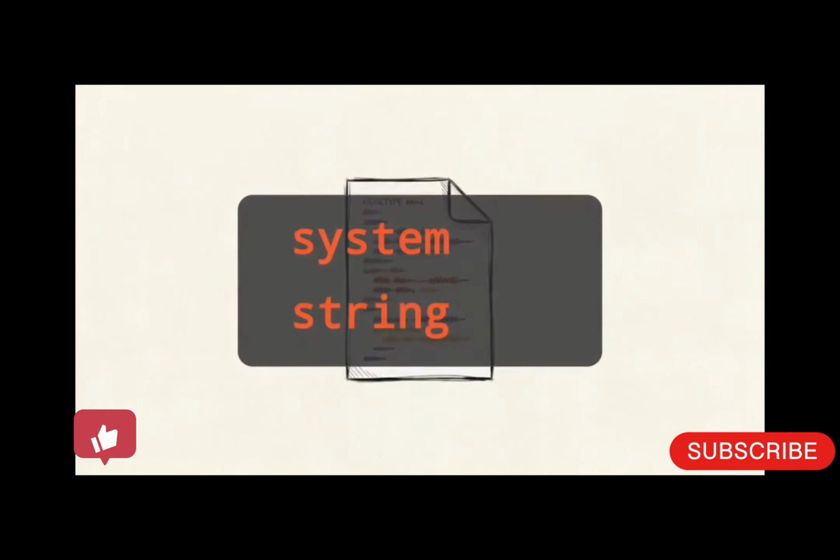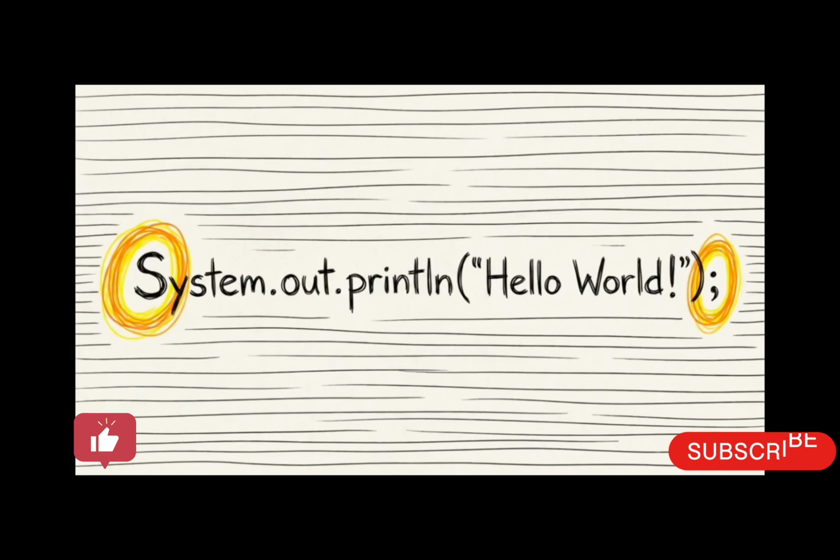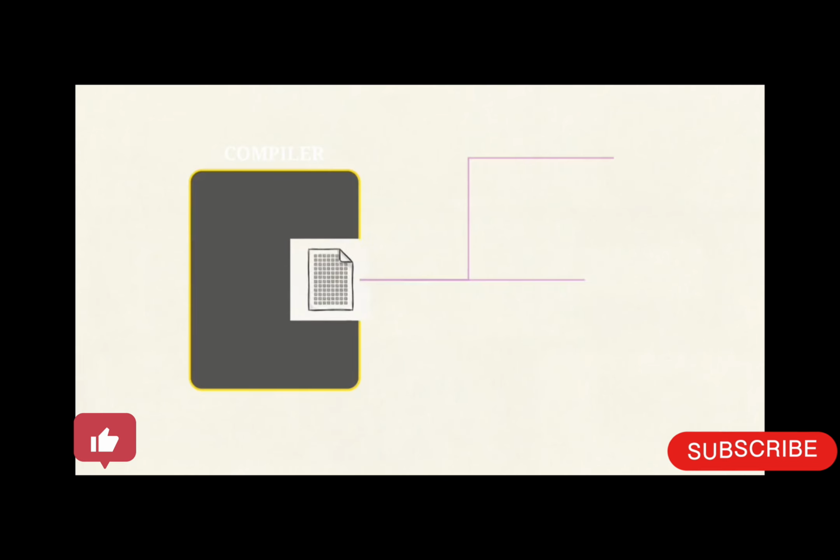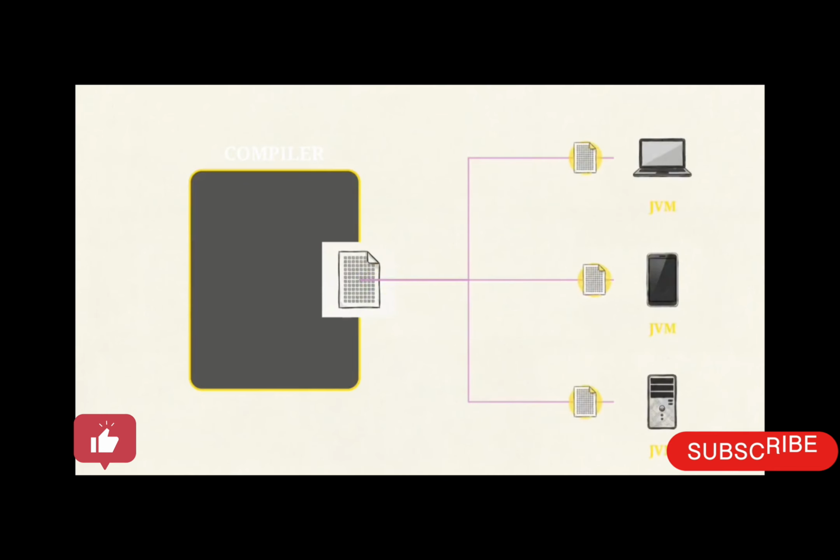Note that Java is case sensitive. You must capitalize the S in System and String for the code to be recognized. You also need to end the line with a semicolon. This tells the compiler that the specific command is complete. These syntax rules allow the compiler to accurately translate your text into bytecode. Once compiled, that bytecode can be executed by the JVM on any supported device.